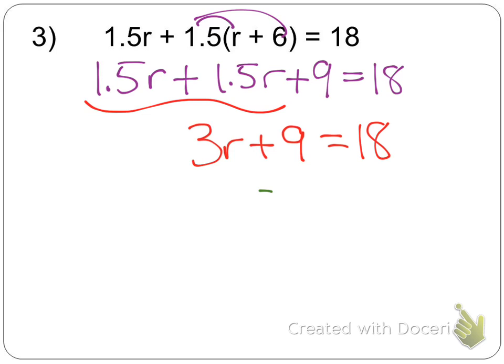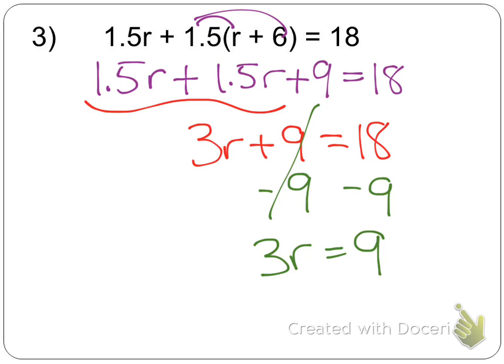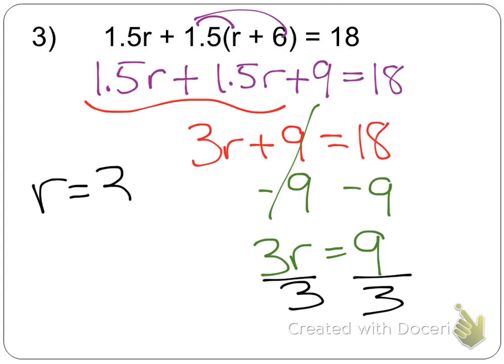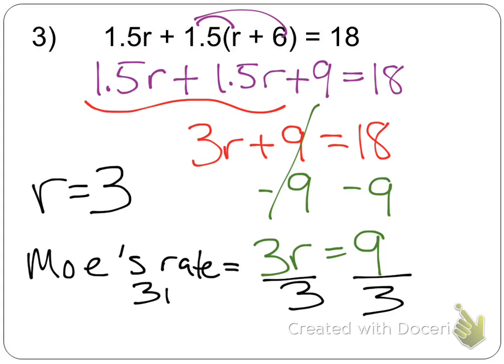Then what? Subtract 9 from both sides. Good. And then you want to... Good. So R equals 3. Who was traveling R? Well, Mo. So Mo's rate is 3. What are we talking about? Kilometers per hour. And then Curly was what? It is 9. Because you had 6. Yeah, so remember we were calling Curly R plus 6. So 3 plus 6 is 9.